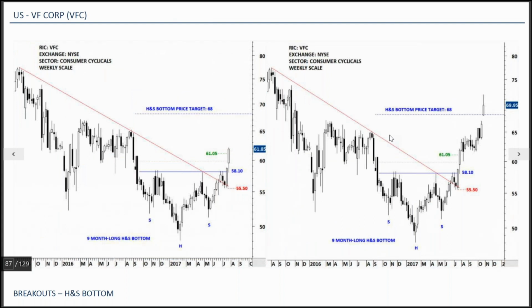US VF Corp, the stock cleared a 2-year long downtrend. At the same time, it cleared the chart pattern boundary. Strong breakout was followed by price action reaching the head and shoulder bottom price target.